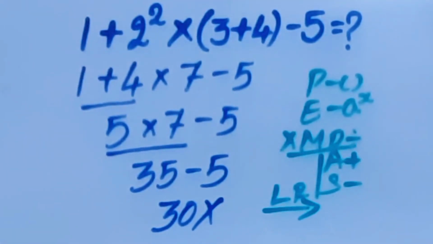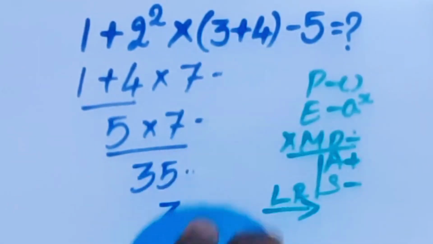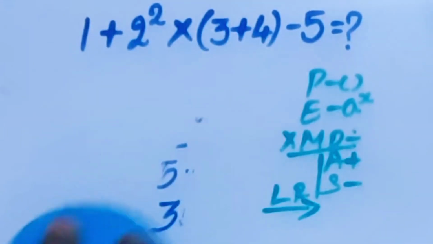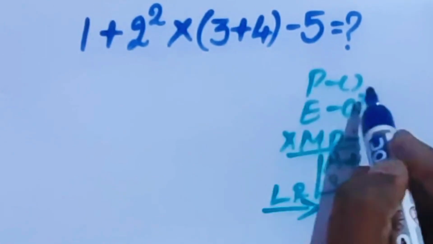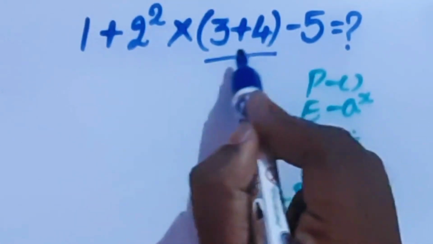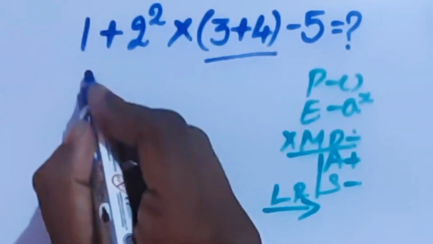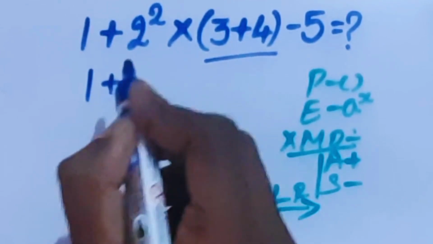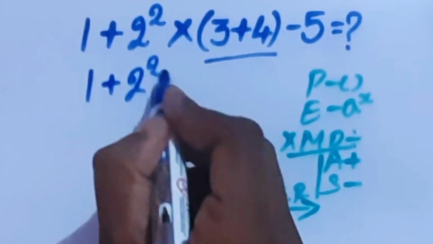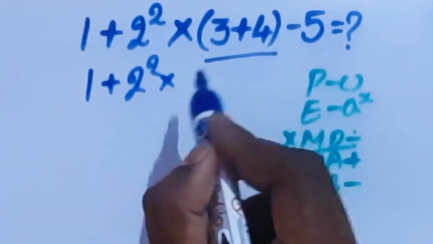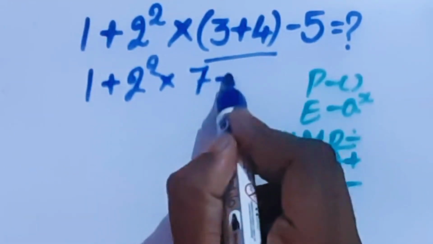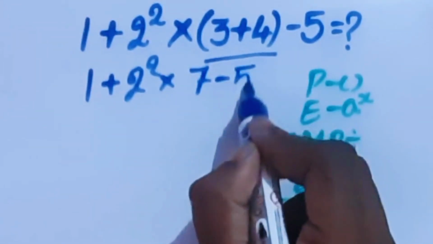Now we are going to solve this problem in the correct way by using this order of operation PEMDAS. Here, as per PEMDAS, the bracket is higher priority, so we have to do this bracket before any other operation. 1 plus 2 square times the bracket here is 3 plus 4, which is 7 minus 5.